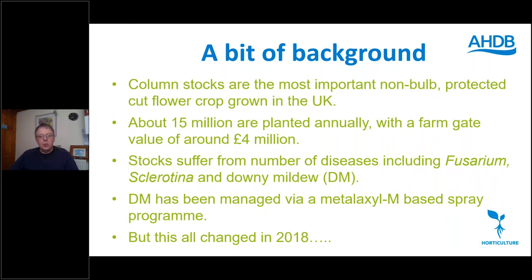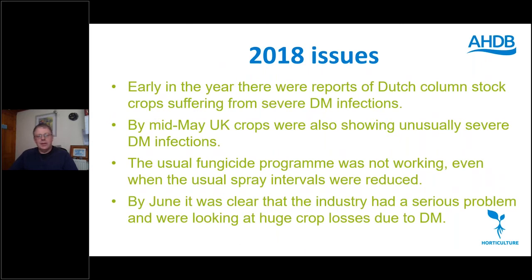But this all changed in 2018. Now, I know probably the growers amongst you won't necessarily want to be reminded of 2018, but I think it's important to just reflect on what we did and where we've got to now as a result. Basically, early in the year of 2018, we started getting reports that the Dutch column stocks were suffering from very severe downy mildew infections. Not surprisingly, this came over to England, and by mid-May, some of the UK crops were also showing very severe downy mildew infections.